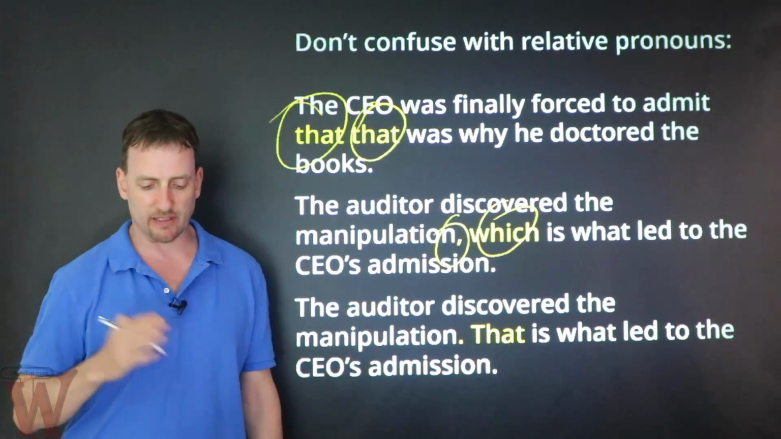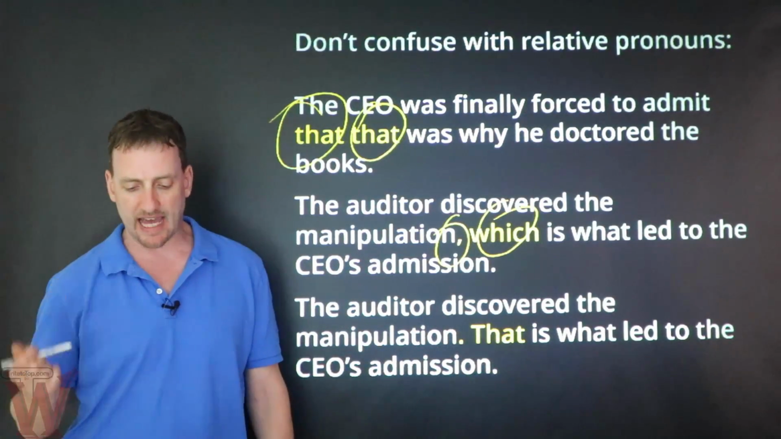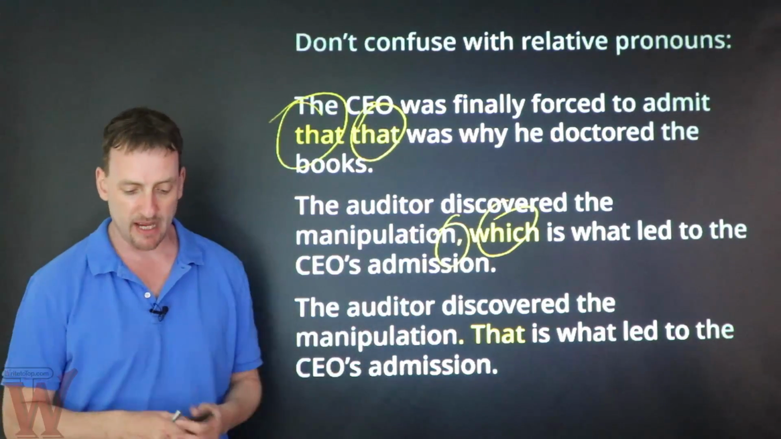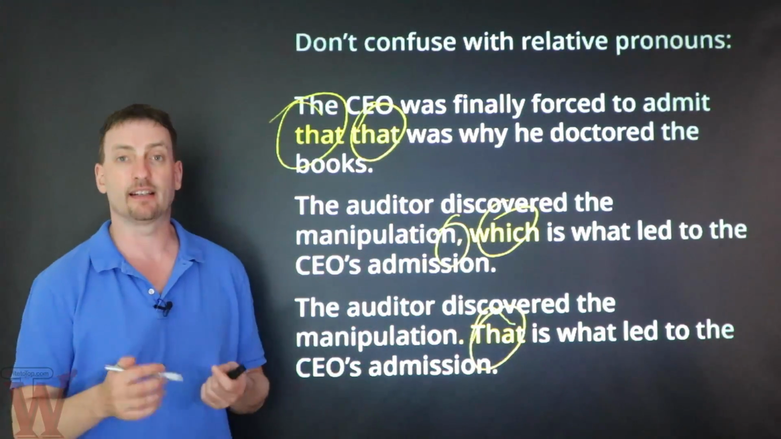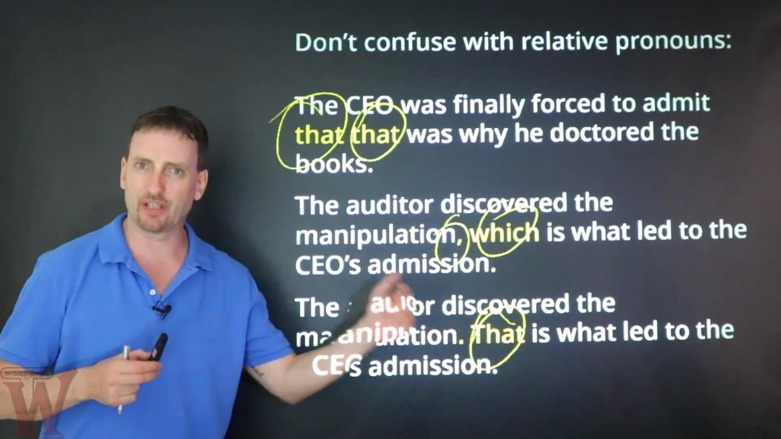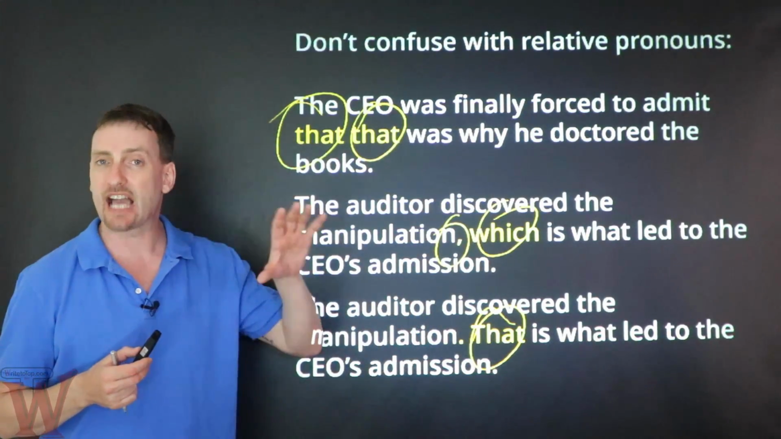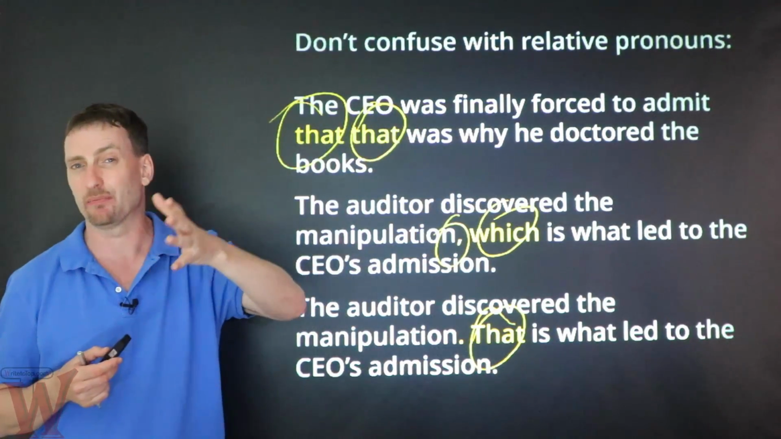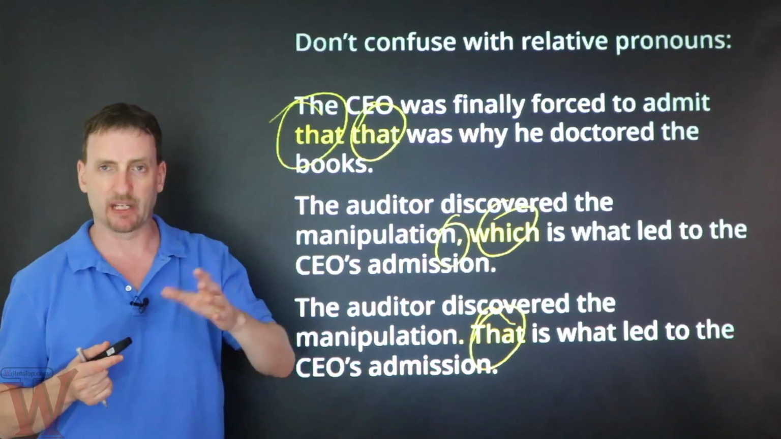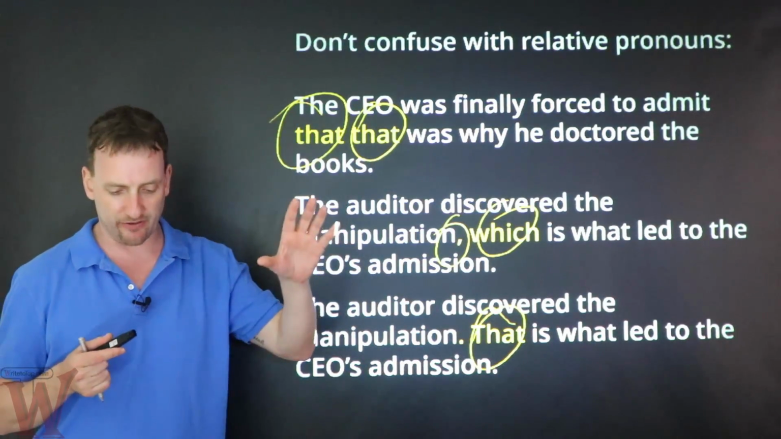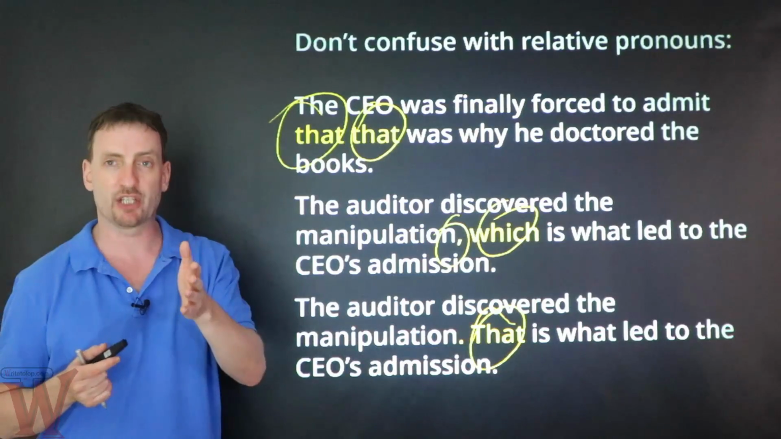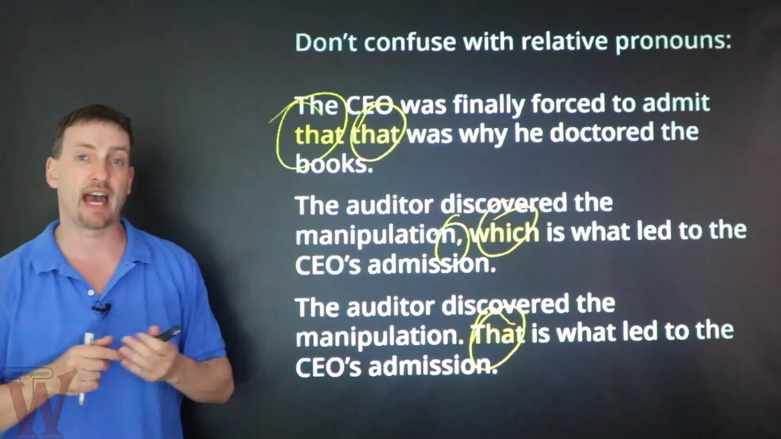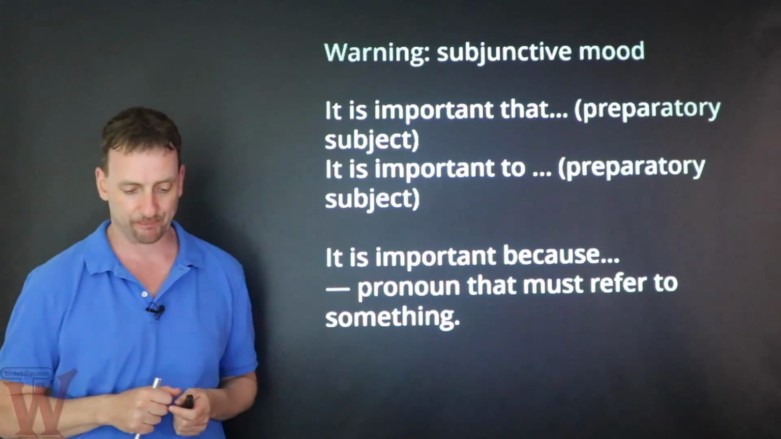The auditor discovered the manipulation. That is what led to the CEO's admission. So remember I mentioned you can have separation of time. Here I could use "that" instead of "this," even though it's in the previous sentence. We're talking about the action which happened in the past before another action in the past, right? The auditor discovered the manipulation. After the discovery, it led to the CEO's admission. So you have two actions separated by time, and that's why I'm using "that" to reflect the separation.